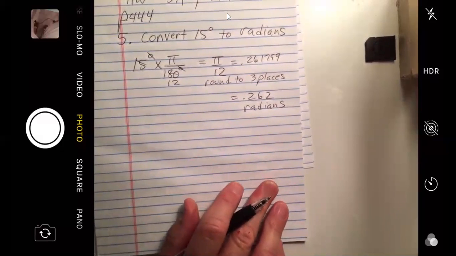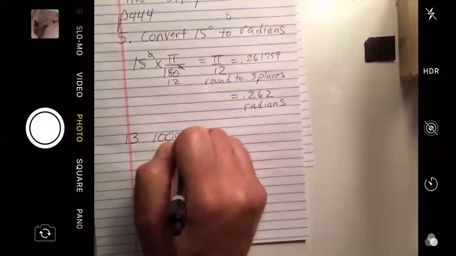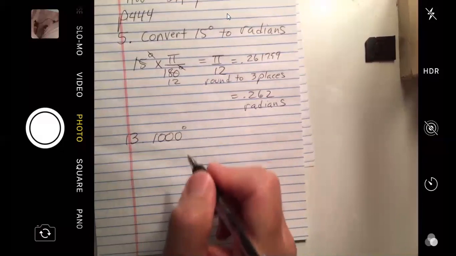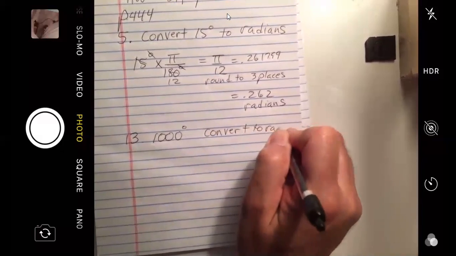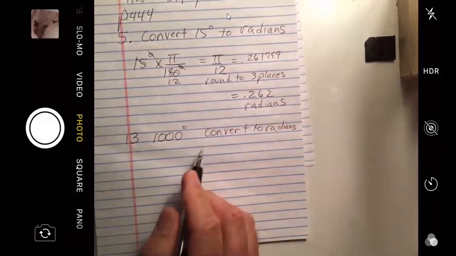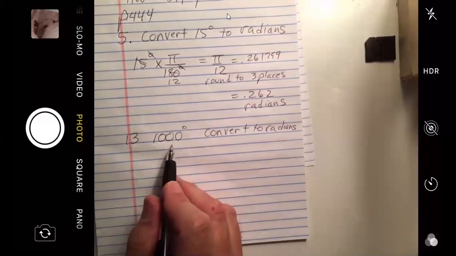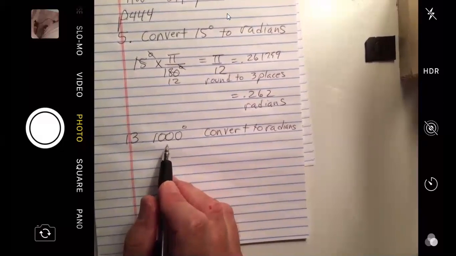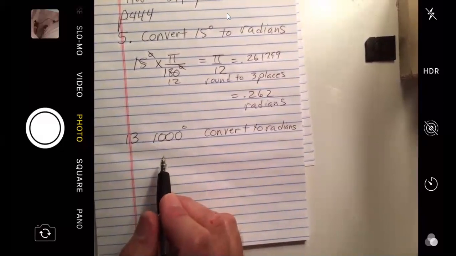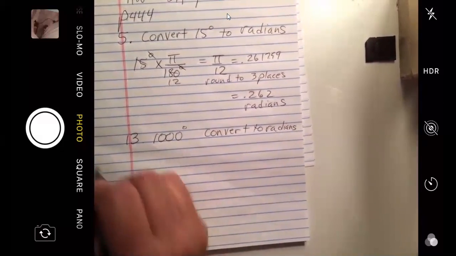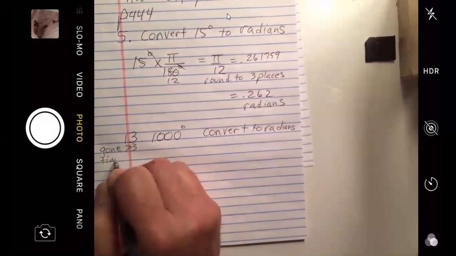Try another one. What about something with a real number, like 1,000 degrees? Convert to radians. All right, you've gone many times around the circle to get to 1,000 degrees, because once around is 360. Well, not many times. Actually, you've gone a little over 3 times, because 360 times 3 would get you to a little over 1,000. You've probably gone greater than 3 times around the circle to get to 1,000 degrees.